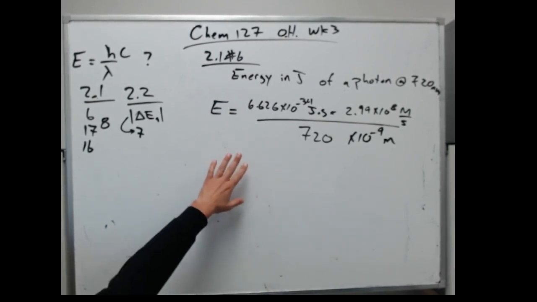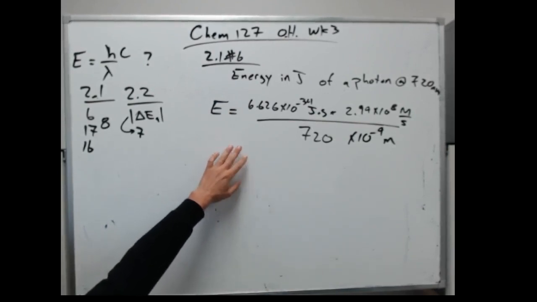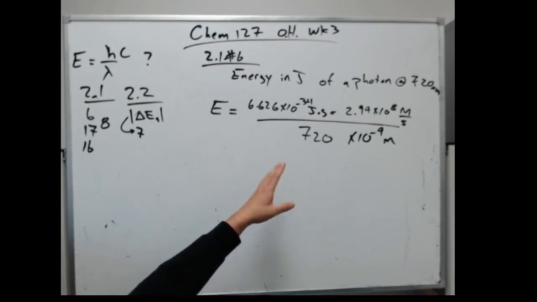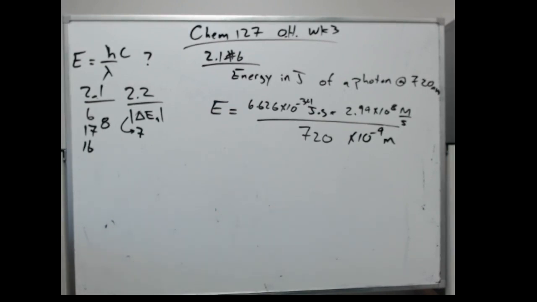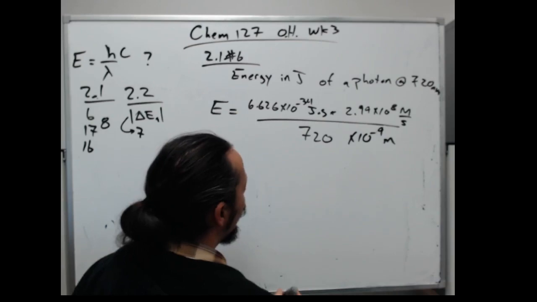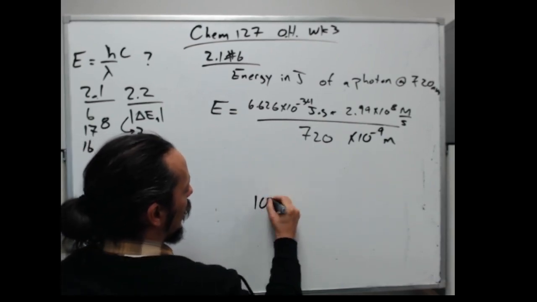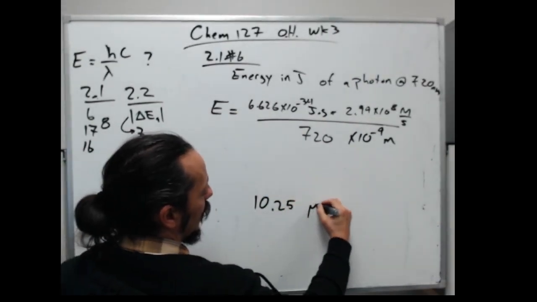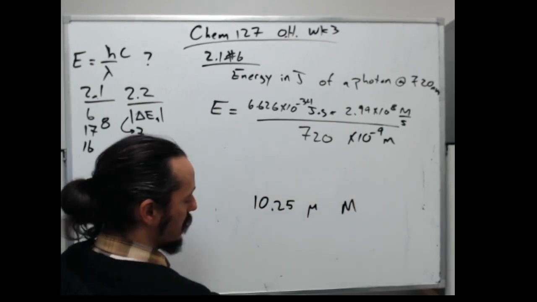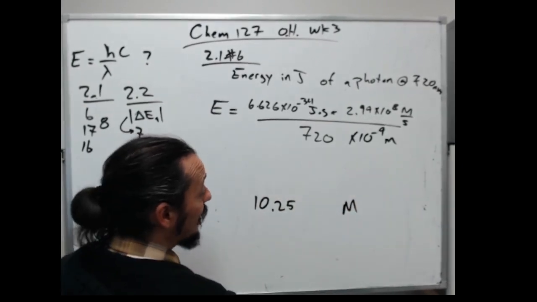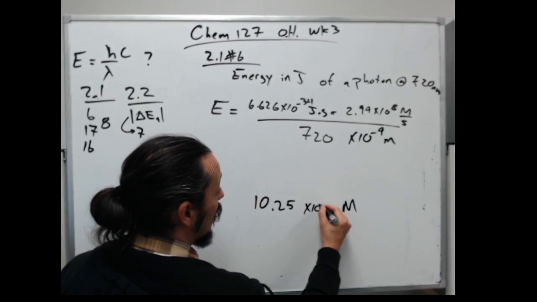And for me, conceptually, it's easier to just erase the nano and put times 10 to the minus 9. Same thing when I do micromolarity. You know how we had something that was like 10.25 micromolarity? I just, in my head, erased the micro and put times 10 to the minus 6.